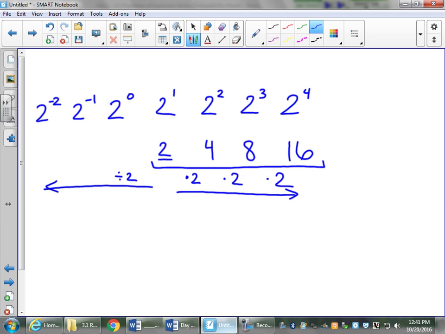If I take this 2 right here and I divide it by 2, I'm going to get 1. If I take the 1 and divide it by 2, I'm going to get a half. If I take the half and divide that by 2 again, if you split a half in half, you're going to get a quarter.